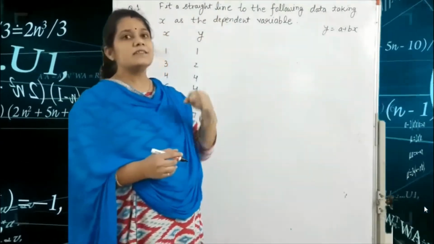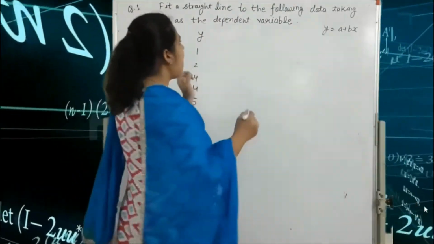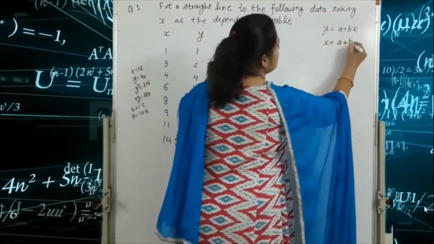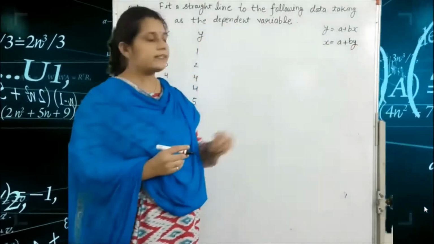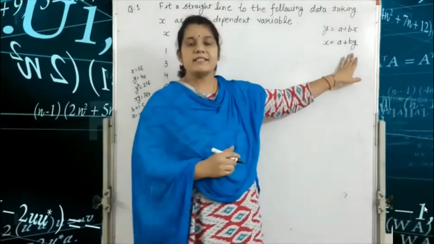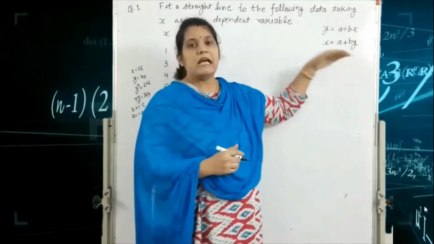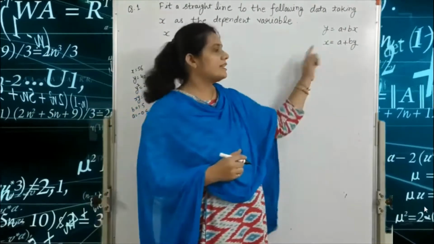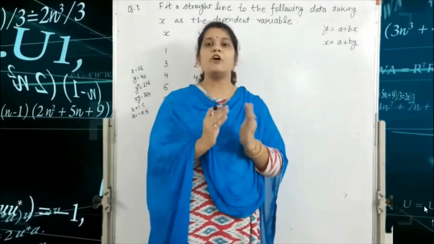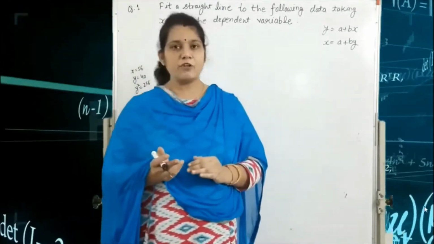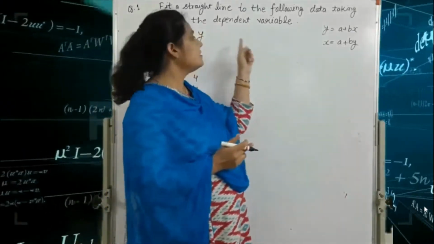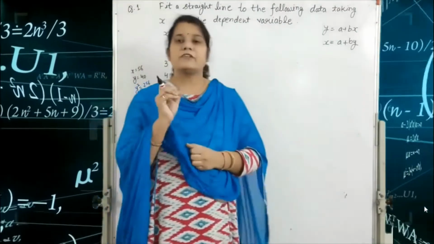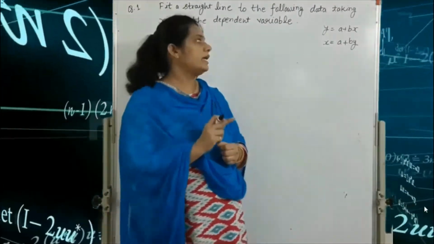So what is the equation of the straight line? x is a dependent variable. That means we consider x is equal to a plus by. Got it? Because here y is the independent variable, and if we put different values of y, then we get different values of x. So the value of x depends on the value of y, so we can say that x is a dependent variable. So first we consider the equation x is equal to a plus by.